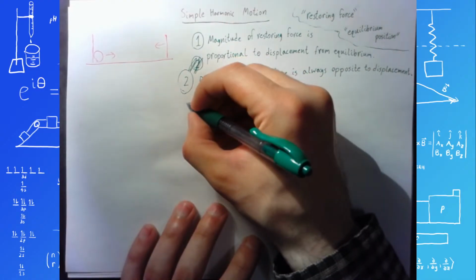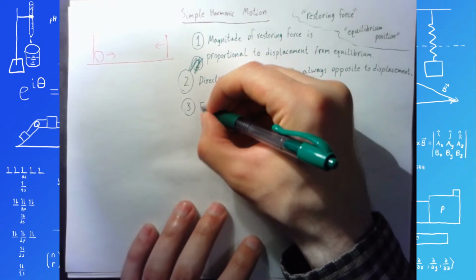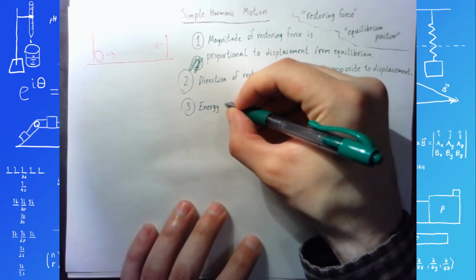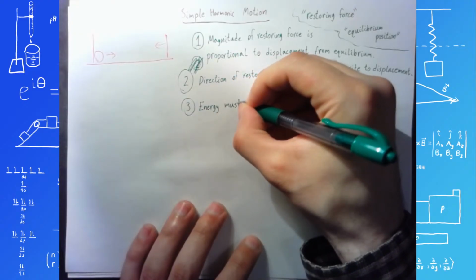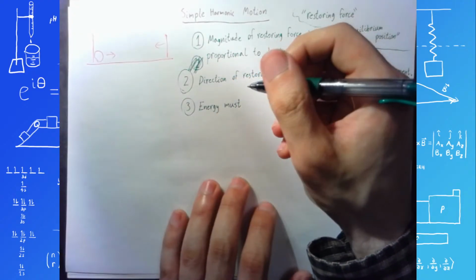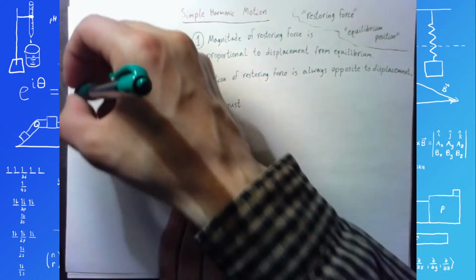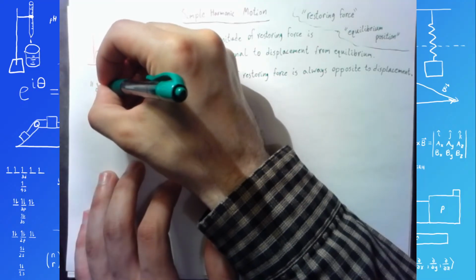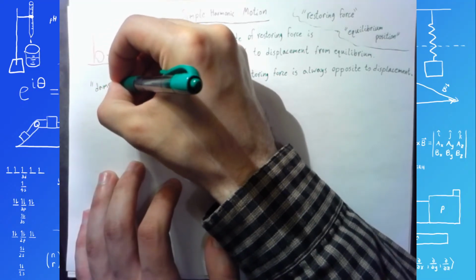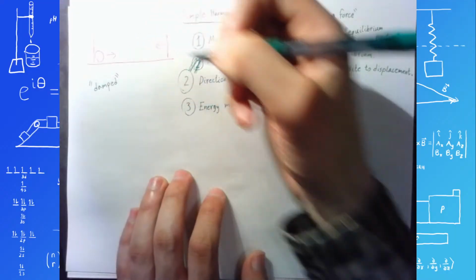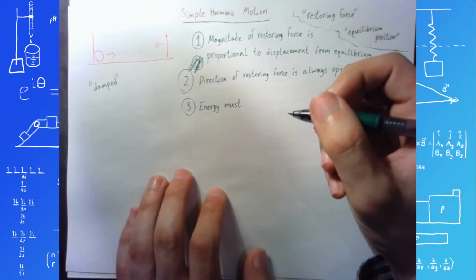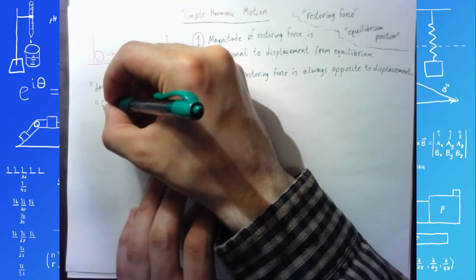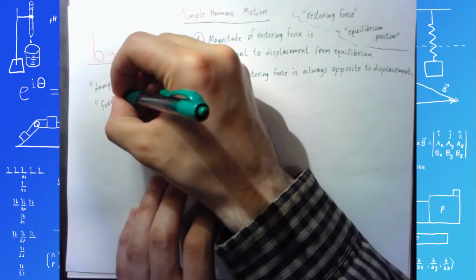And then the third condition is that energy must be conserved. If energy is leaving the system, that's no longer simple harmonic motion. We would call it damped motion, damped oscillations, if energy is being taken away from the system as it moves. And the opposite term, if you're adding energy to the system, that's what we would call forced oscillation.